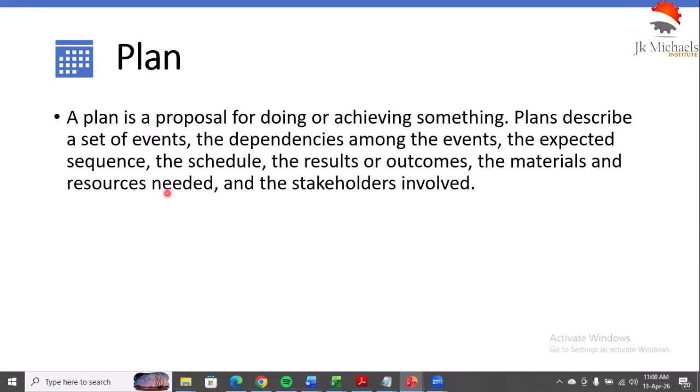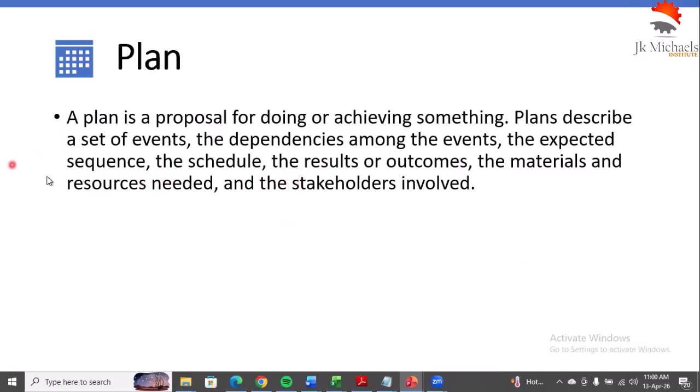And they will have a plan, which by definition is a proposal for doing or achieving something. A lot of times, plans will describe the details around which a business analysis activity or work will be done or executed. It could be a set of events in a sequence, the dependencies, meaning which activities are related to the other activities, what must be done first, or what should be done next. According to the plan, the expected sequence, the schedule, and then a plan should also let us be clear on the results or the outcomes of the work. Plans should carry materials needed and the stakeholders involved.